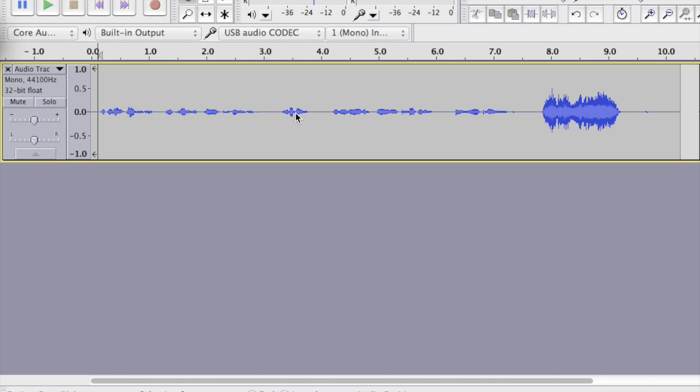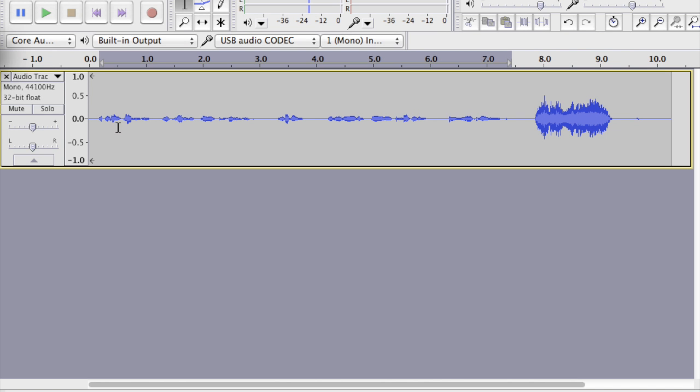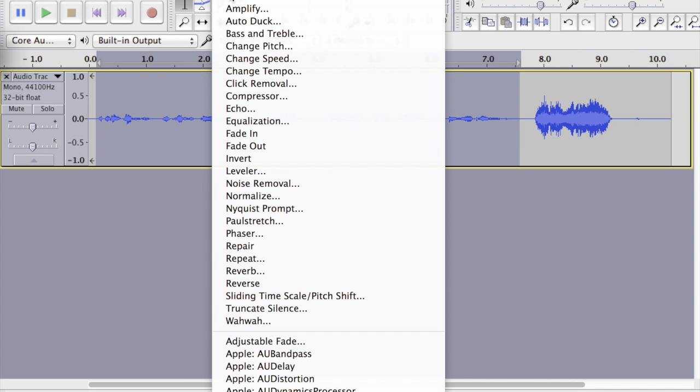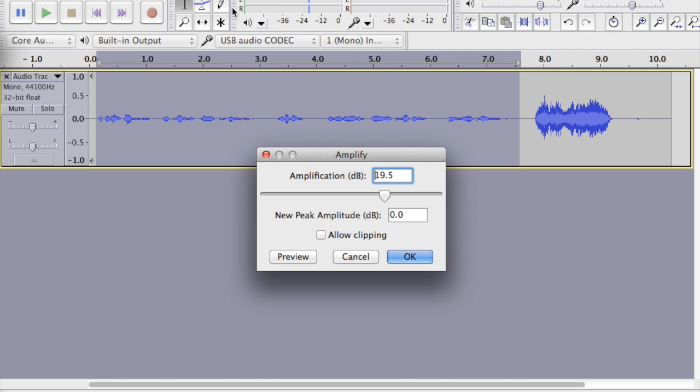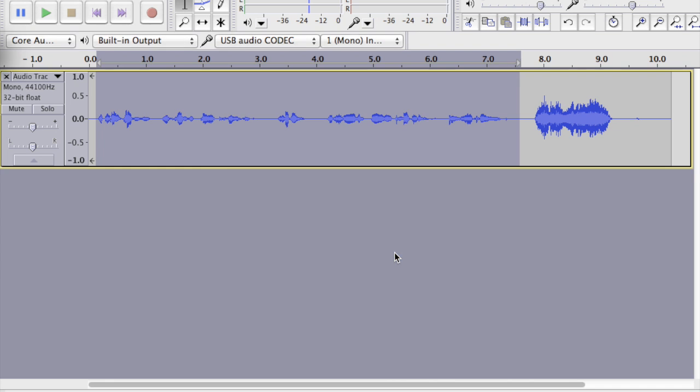But of course this bit will now be too quiet, so I need to boost that. I'm going to highlight the quiet bit there, so not the scream, but the lead up to it. Then go to Effect, and now Amplify. 19.5, so nearly 20 dB. That's going to be too much. So let's try just a little bit. So say 5 dB. There we go.